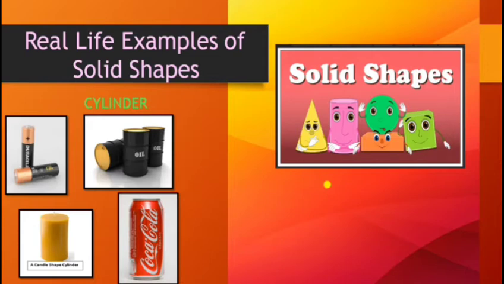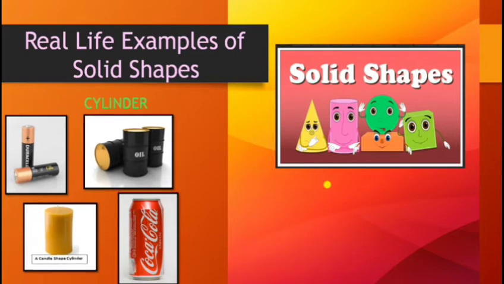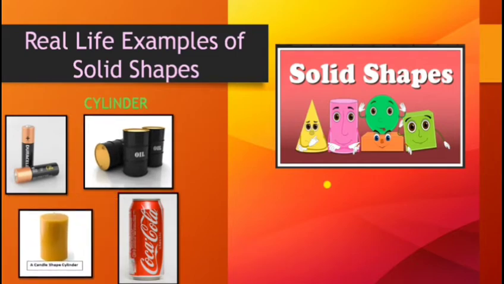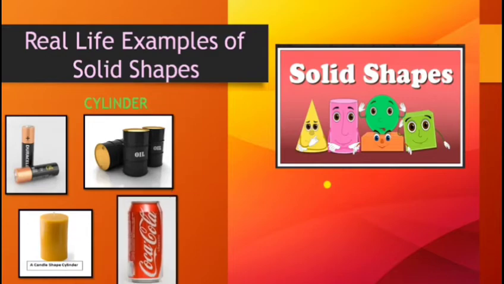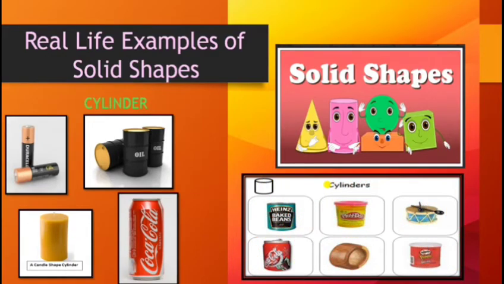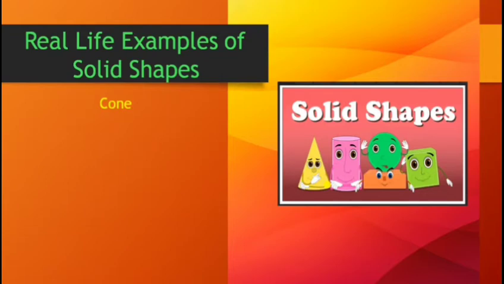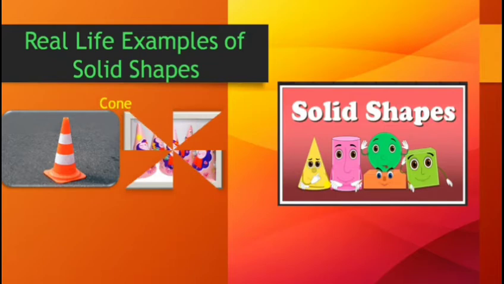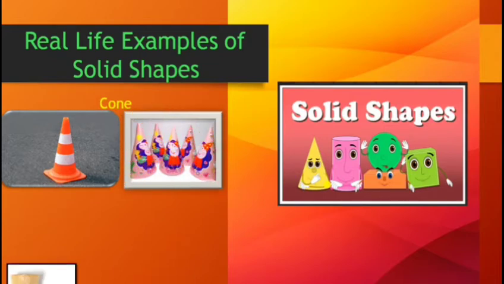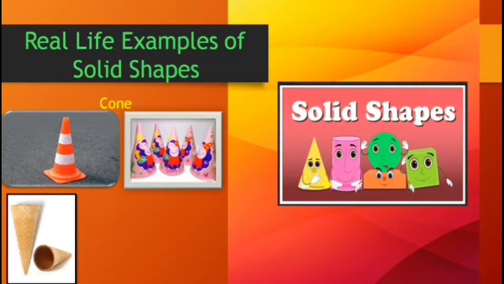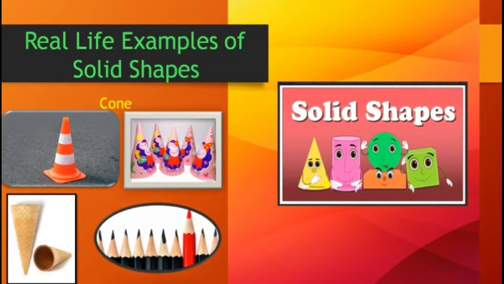Third shape is cylinder. Solid shapes related to cylinder are pencil cell, oil drums, candle, Coca-Cola can, and many more. Lastly, the shapes of cone are traffic stopper, birthday caps, ice cream cone, tip of the pencil. All of them show the concept of cones.